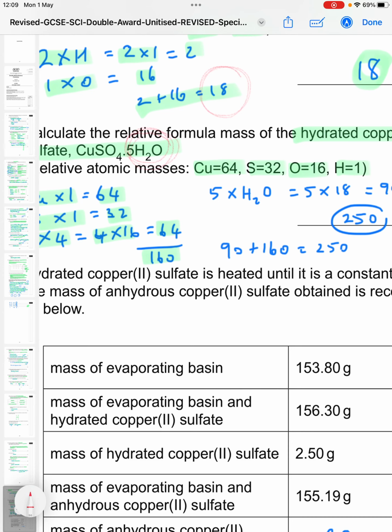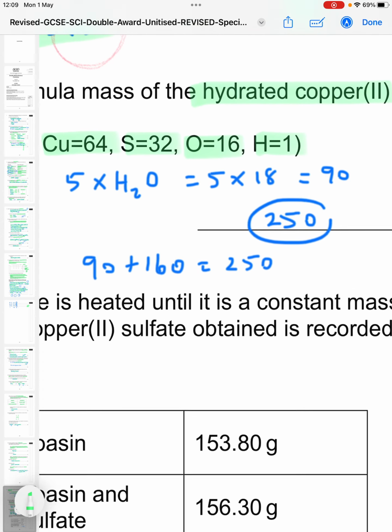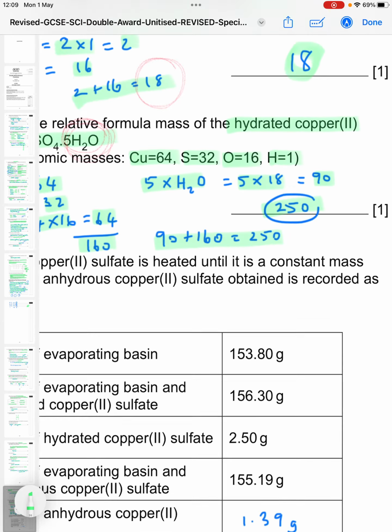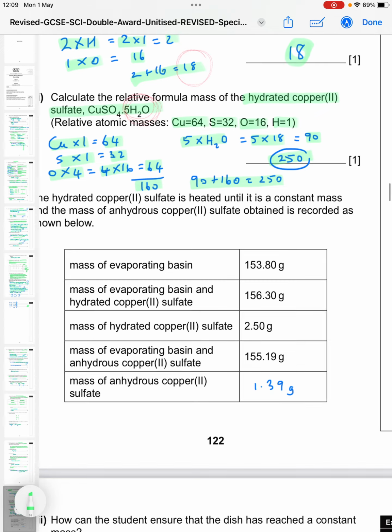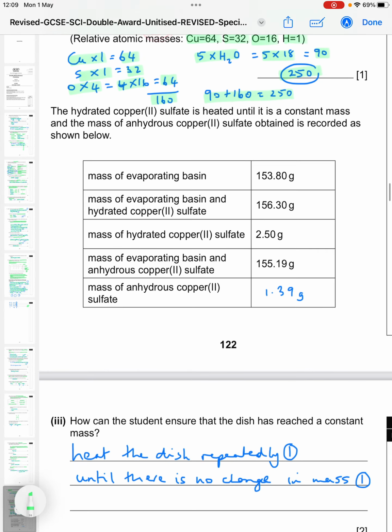And you've just worked out the formula mass for water up here. And we know from this there are 5 molecules of water per copper sulfate molecule. So 5 H2Os is 5 18s, which is 90. So 90 plus 160 is 250. So 90 for the water and 160 for the copper sulfate.